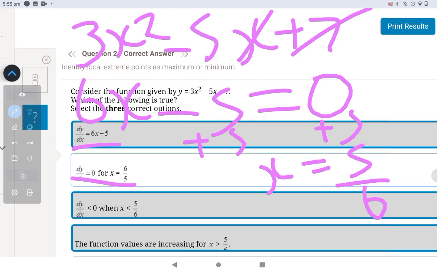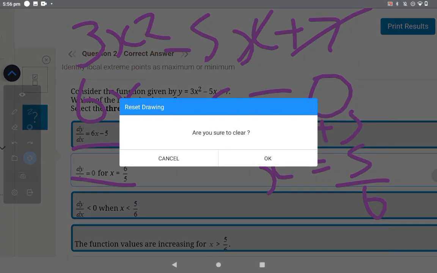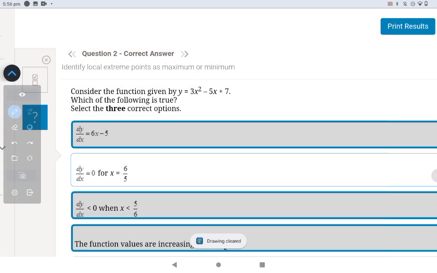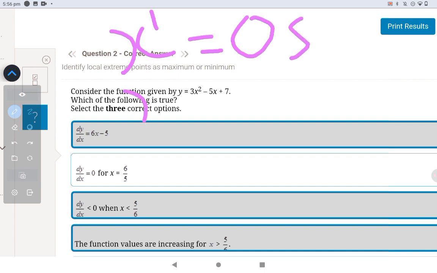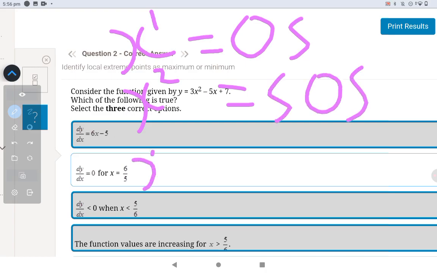Okay, now dy over dx is less than 0 when x is less than 5 over 6. Okay, so basically we can do a graph here. I'm going to tell you a few rules. Whenever we have a derivative, if the leading variable is x to the power 1, then the graph will be opposite same. If it's x squared, it's going to be same opposite same. x cubed or anything else is going to be substitution.